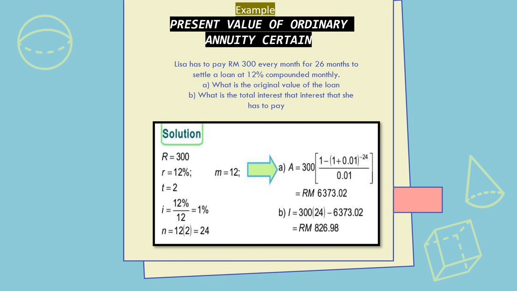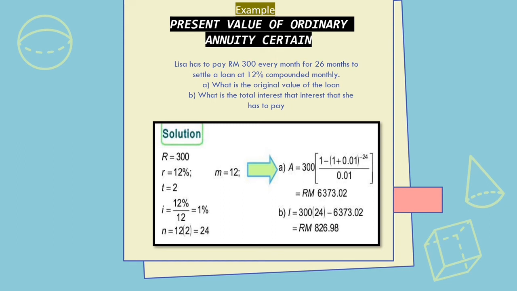Okay, this is our last slide for annuity, which is the example for the present value of ordinary annuities. So the question sounds like this. Lisa has to pay 300 ringgit every month for 26 months to settle a loan at 12% compounded monthly. So the first question, they want the original value of the loan. The second one, what is the total interest that she has to pay.